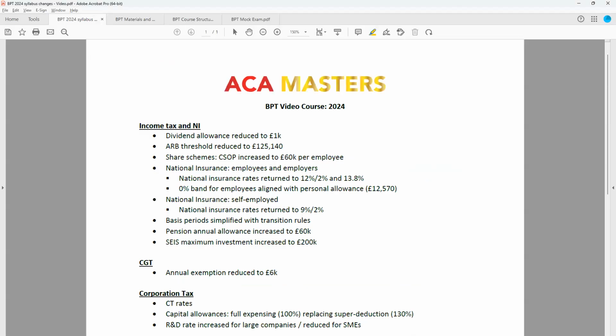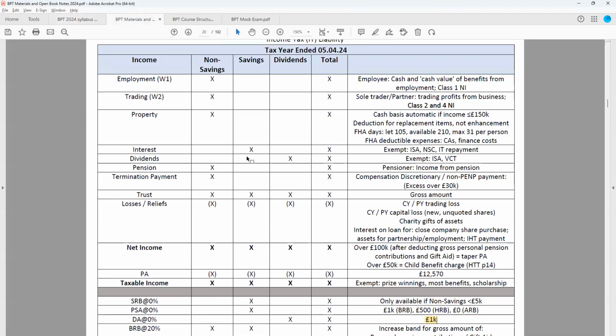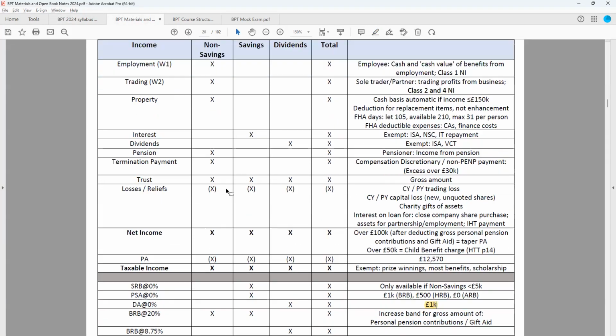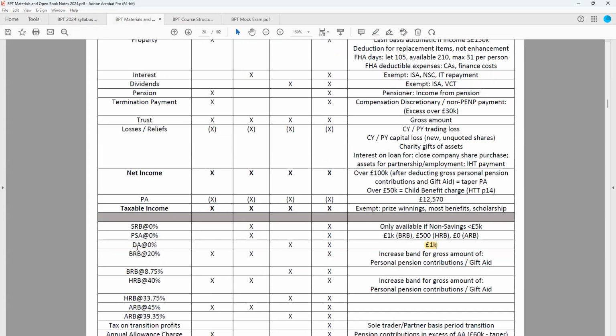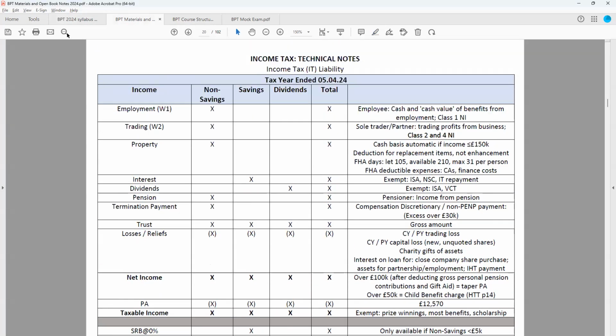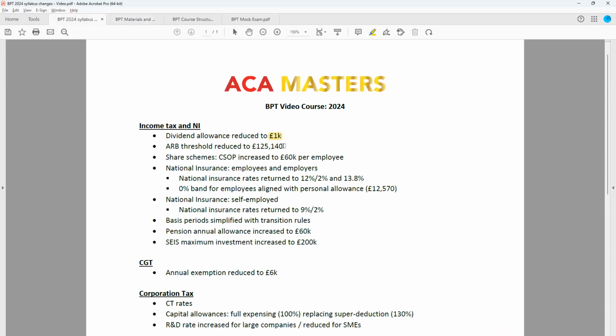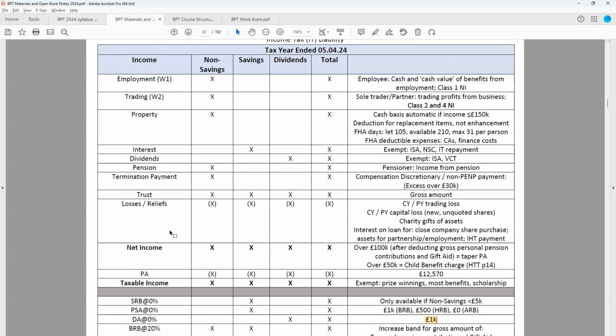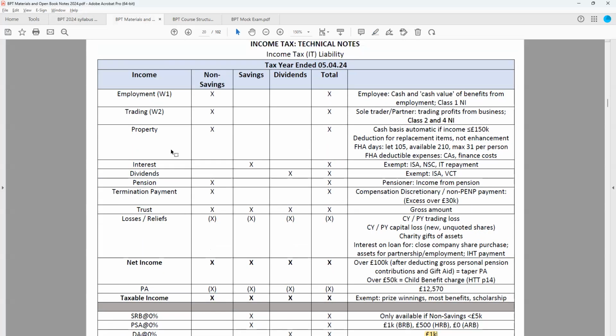So for income tax and national insurance, the dividend allowance has been reduced to £1,000. So if you were calculating the income tax liability for an individual, just bear in mind that the dividend allowance has now been reduced. Also, the threshold for paying the additional rate of income tax has been reduced. So it's now 100,000 plus double the personal allowance.